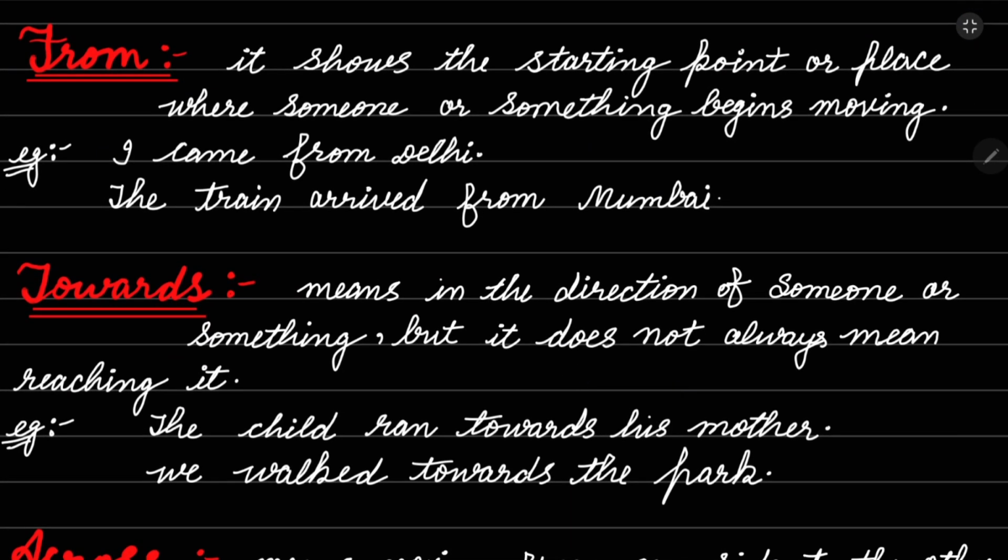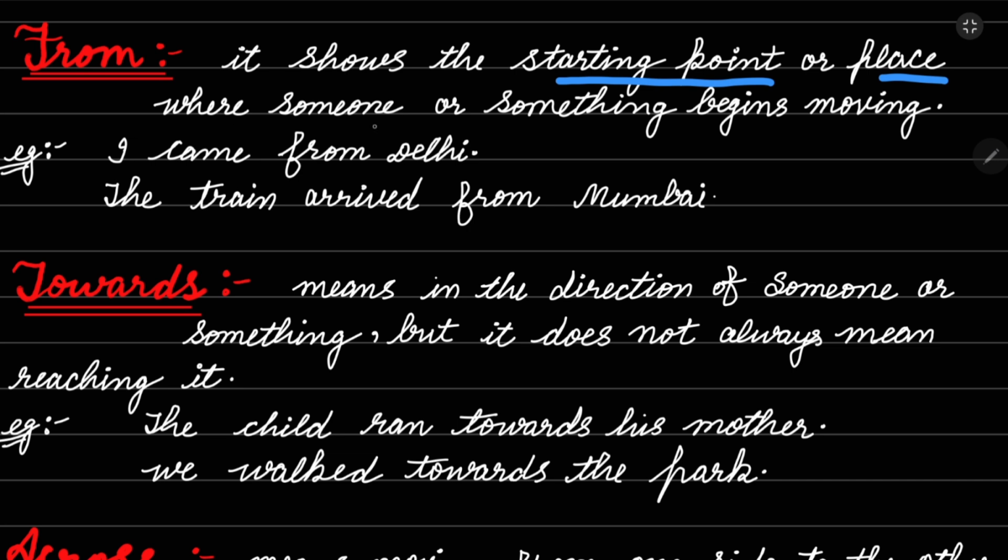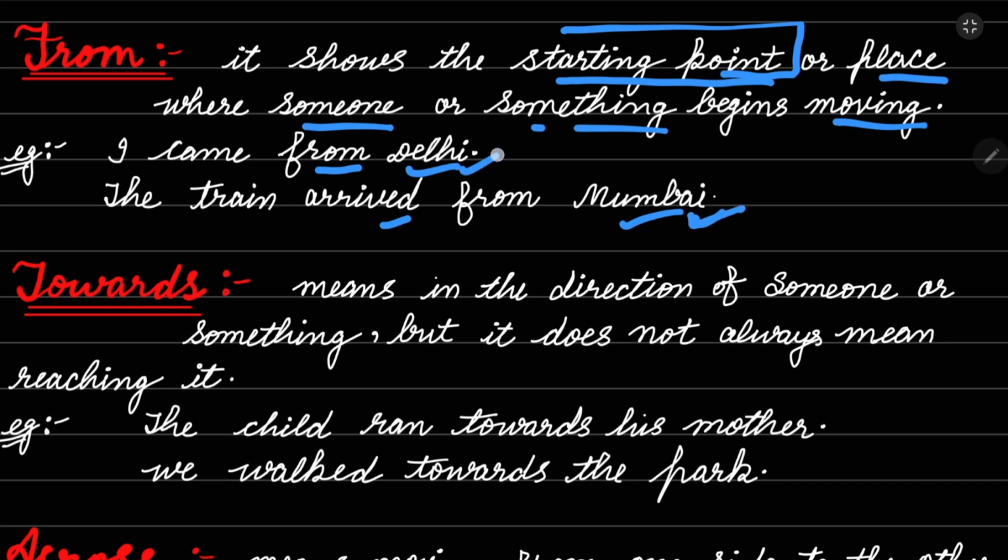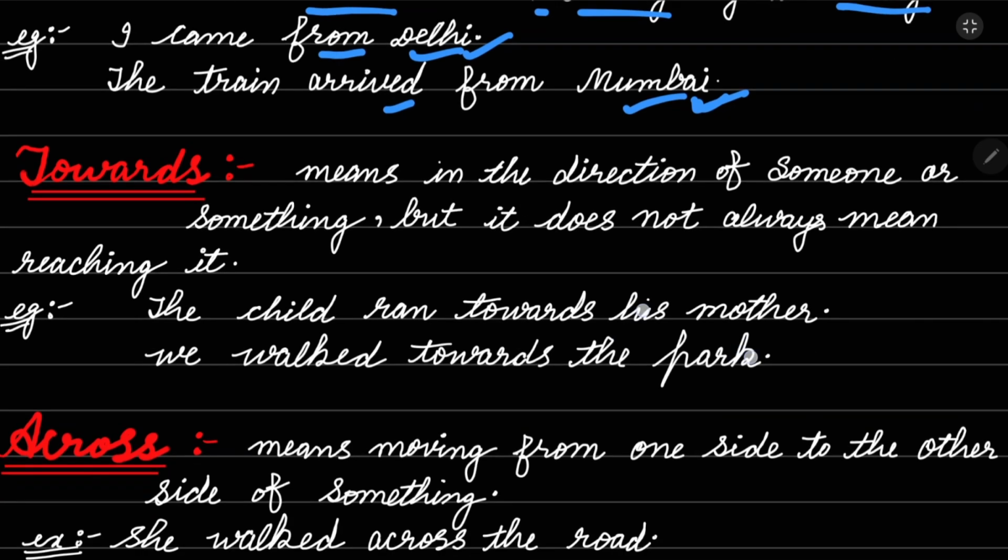Next is from. It shows the starting point or place where someone or something begins moving. From means starting point. For example, I came from Delhi. The train arrived from Mumbai. Means we started our journey from Mumbai or Delhi. So from means starting point.